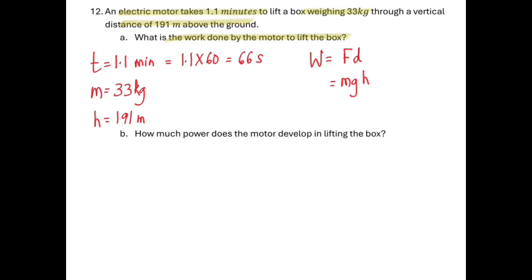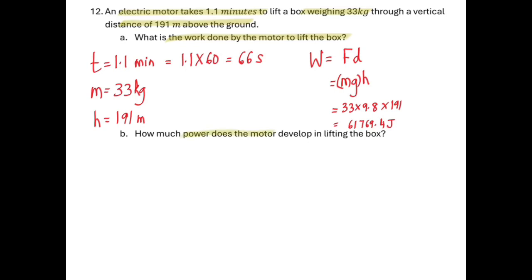They did not give us the force directly. Instead, they have given us the mass of the object. So we have to find the weight, which is the force of gravity, using the formula mg. So for work done, we'll write mgh. And we have all the numbers here, 33, 9.8 and 191. And we can get the work done as 61,769.4, and the unit is joules.